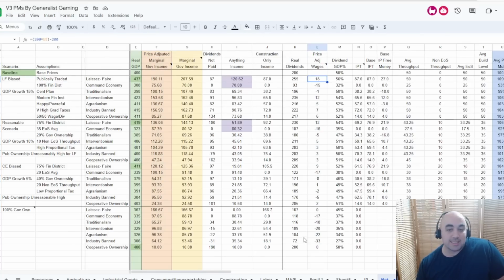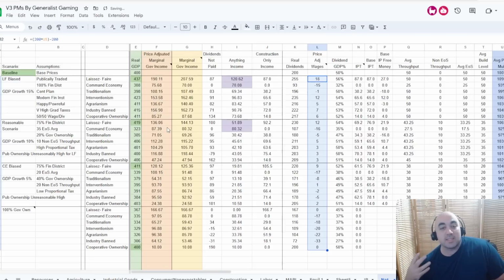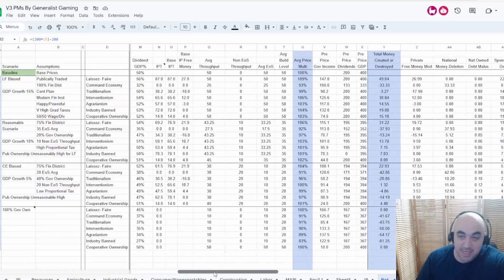We're going to delete this entire column, and when we do, you will be able to see an enormous jump. Laissez-faire on the reasonable scenario and command economy are 136 and 87 respectively, and then they move to 129 and 100 respectively. This is a huge difference in terms of price adjusted marginal income, and this is about half of the difference that you're achieving overall, because this is just the effect that you're getting from wages. I'm saying this because I really want to drive home just how big an effect these prices are.